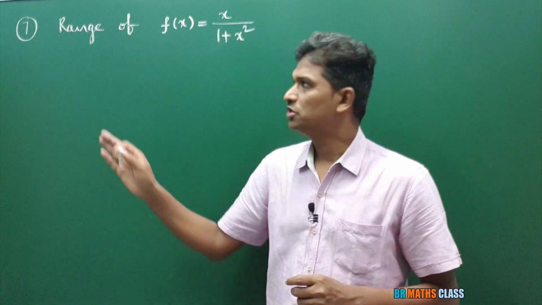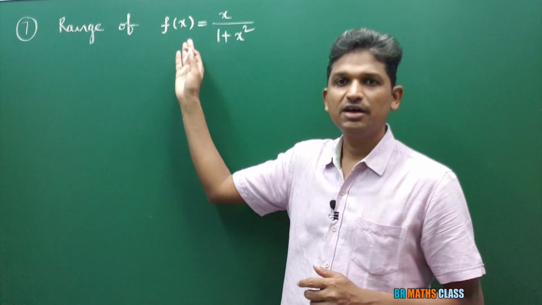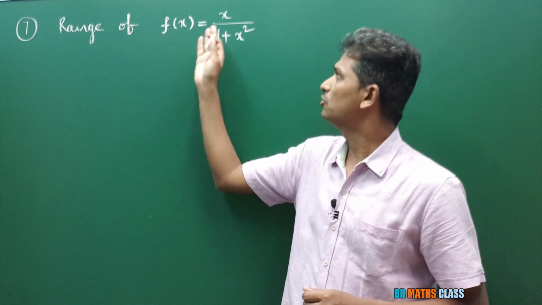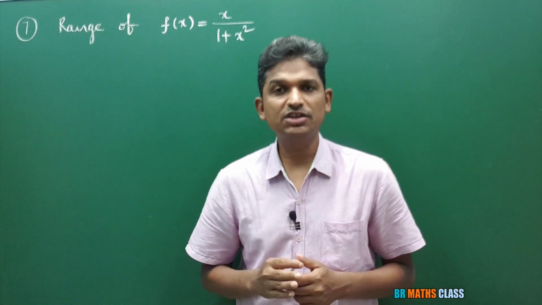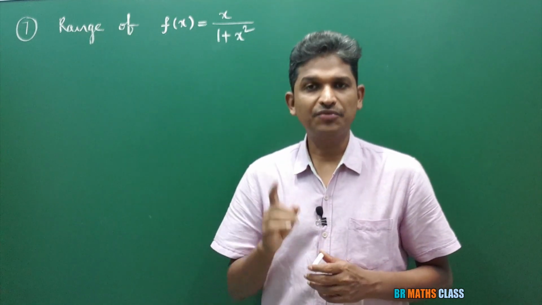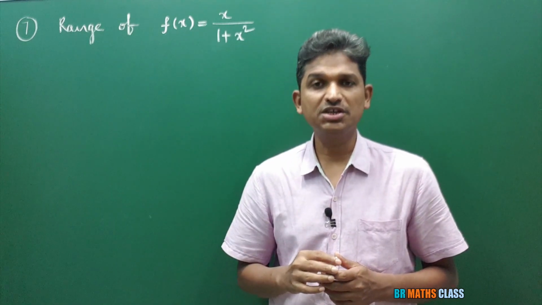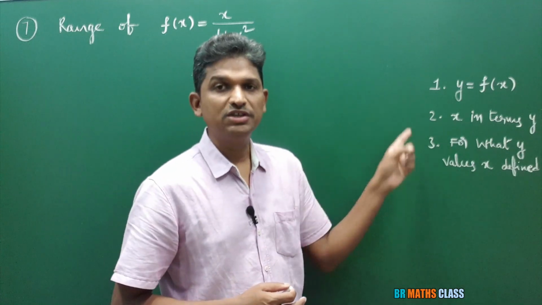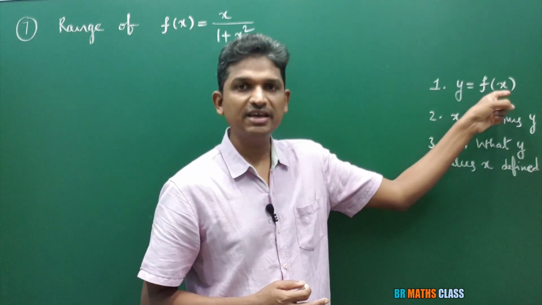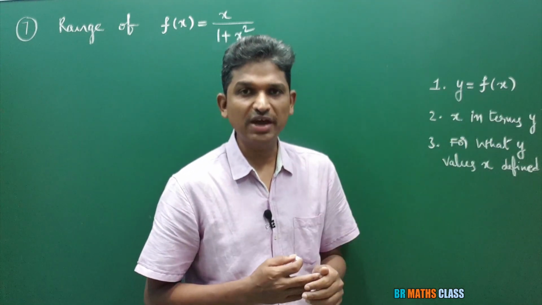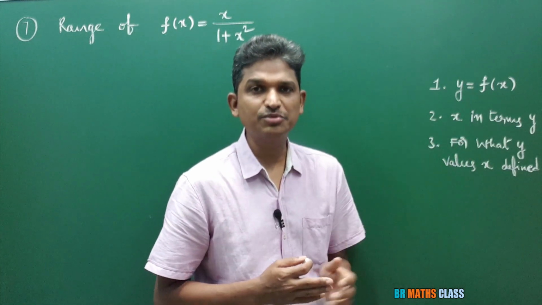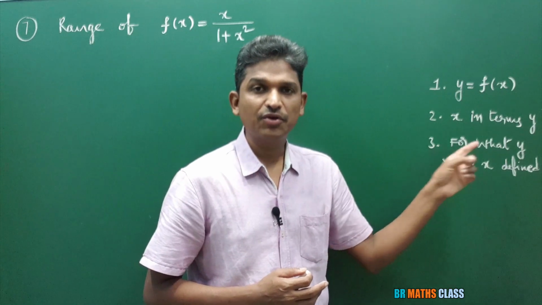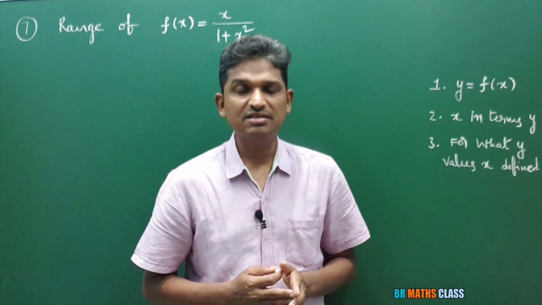You observe this question number 7. We need to find range of the function f of x equal to x divided by 1 plus x square. To calculate range of a function, we will do 2 things. First, I will calculate domain of the function. Second one, we will follow these 3 steps. First, I will take given function f of x as y, and then by simplifying, I'll get x in terms of y, and finally I'll check for what values of y x is defined.